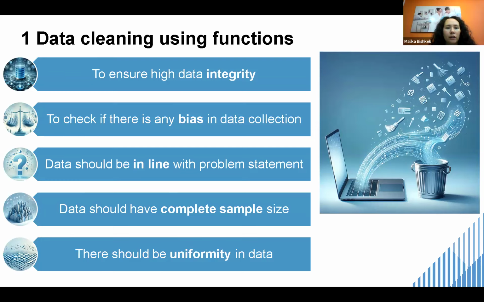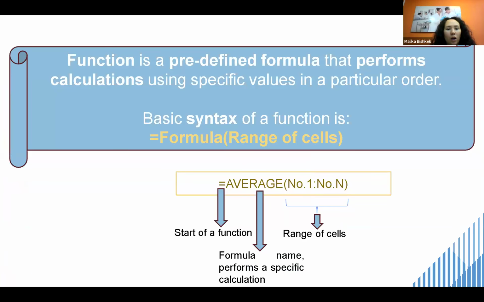When we do data cleaning, to ensure high data integrity, we should check if there is any bias in data collection. It's just some summary. Next, data should be in line with the problem statement, and data should have a complete sample size. And also there should be uniformity in data. It's just when we work with some data.